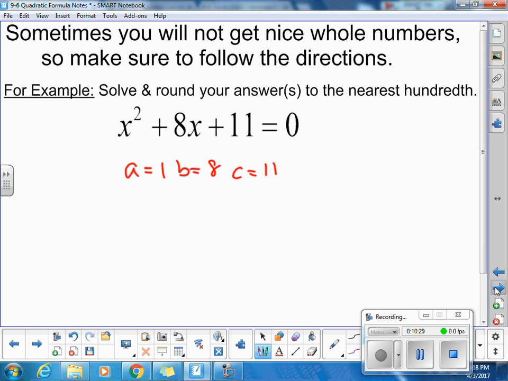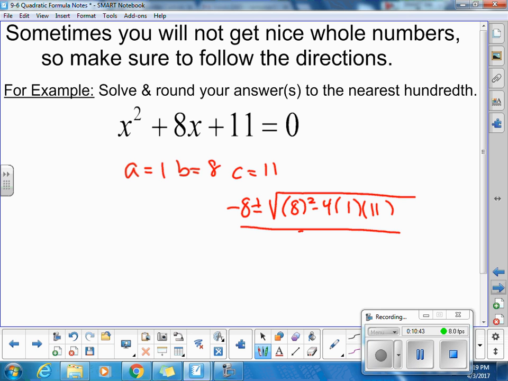Step 3, plug it into the quadratic formula. Opposite of B plus or minus the square root of B squared minus 4 times A times C all over 2A. When I simplify that, go ahead and plug what's under the radical into your calculator and see what you get. You should get negative 8 plus or minus the square root of 20 over 2.